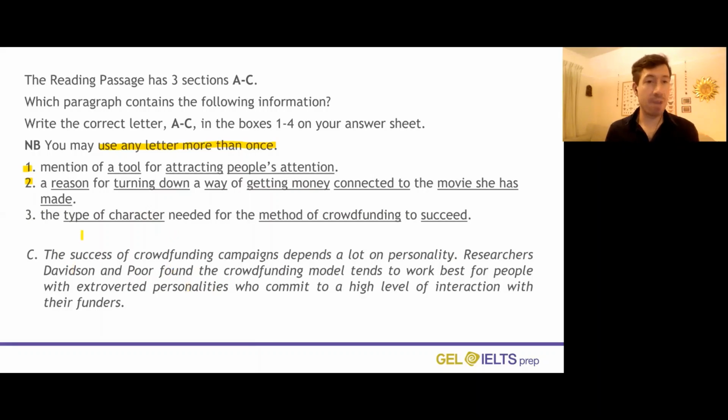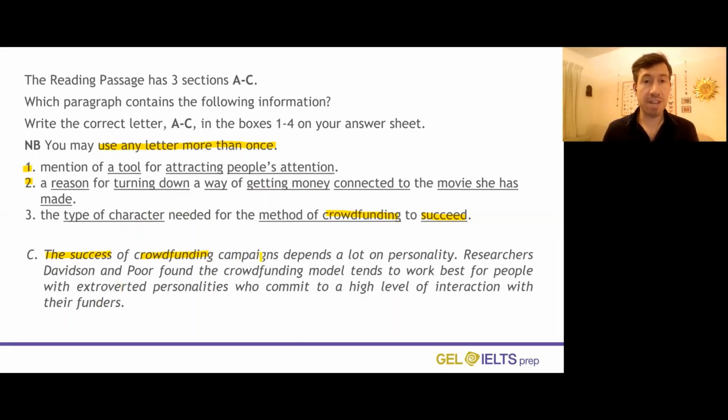But let's see why. Well, we've got type of character needed for the method of crowdfunding to succeed, so we're looking for the keywords. We've got succeed here, and we've got the success here of crowdfunding. Now, crowdfunding is one of those words, especially when it's the main topic of the thing you're reading, that won't have a synonym. So you'll just see it appear again and again throughout the article.